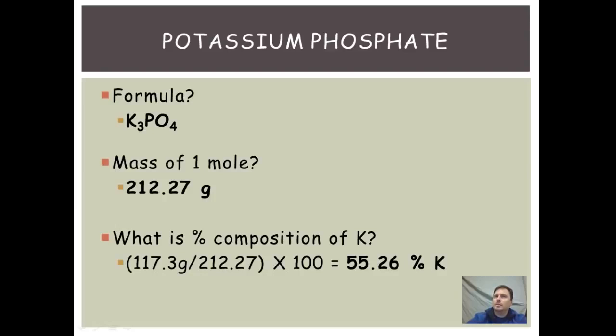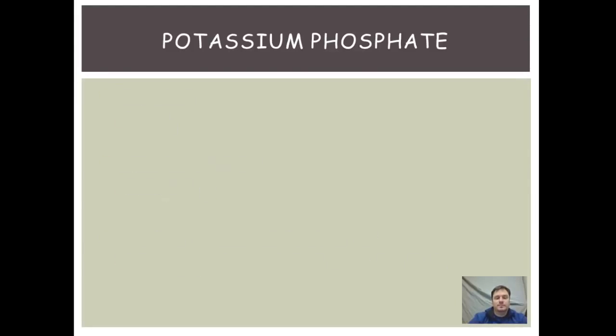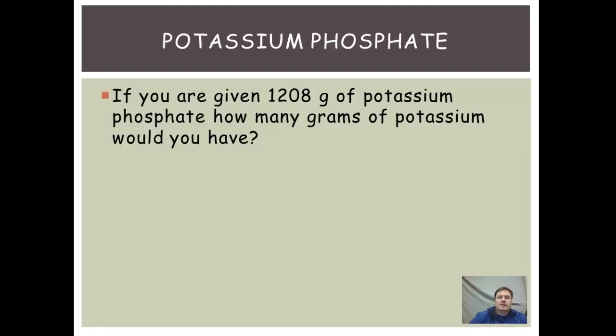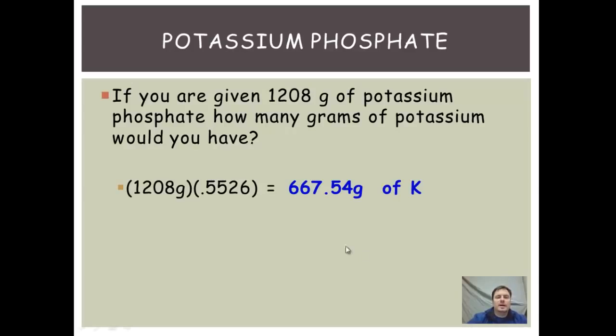It doesn't matter if I have 1 gram, 1,000 grams, 10,000 grams, a billion grams. Okay, it's always going to be 55.26% potassium for potassium phosphate. So if I'm given 1,208 grams of potassium phosphate, how many grams of potassium will I have? Well, I know the percentage. Now all I have to do is take the mass times the percentage in decimal form to get the grams. So I take 1,208 times our percentage. It was 55.26. To get it in decimal, we move the decimal place 2 places, so it's times 0.5526, and we get a total of 667.54 grams of potassium in this 1,208 grams.